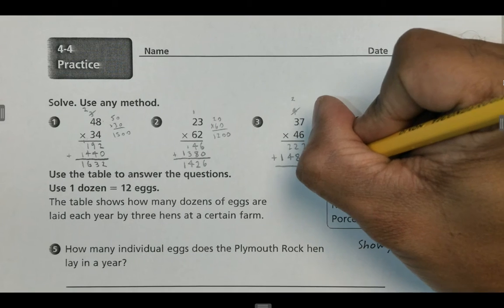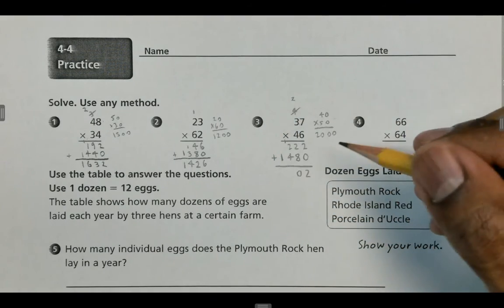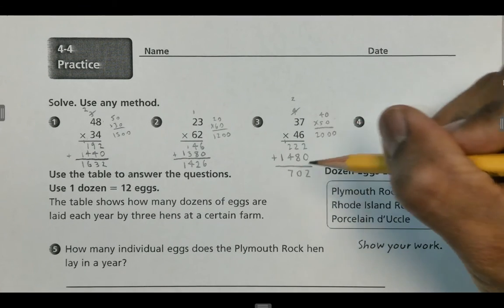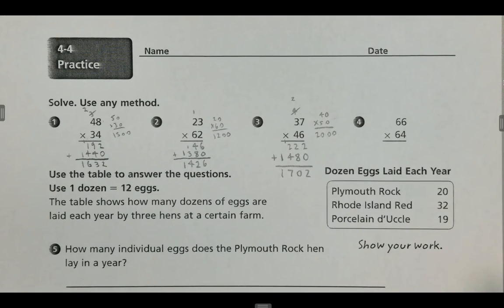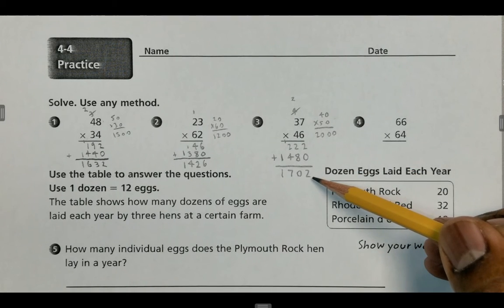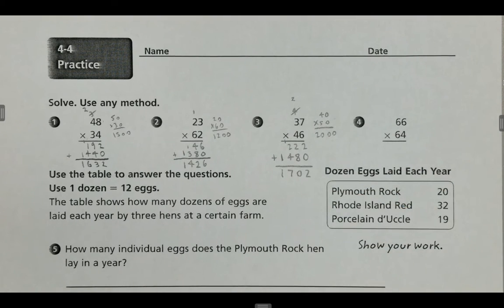Add up our columns. 2 and 0 is 2. 2 and 8 is 10. 1 gets carried. 1 and 2 is 3. 3 and 4, 7. 1 comes down. And in the ballpark, but as expected, our estimate did come in a little higher than our actual.